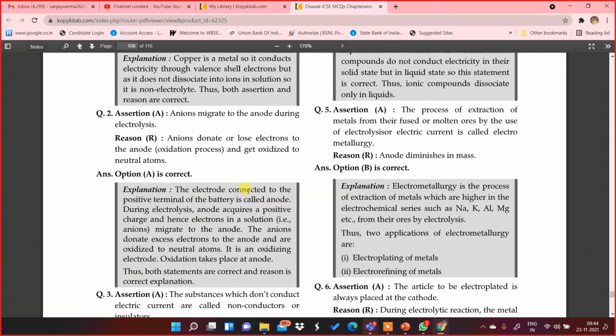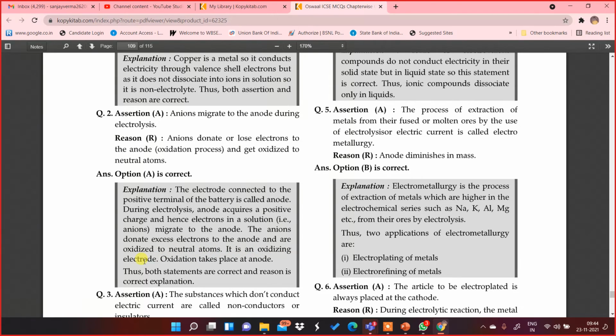The electrode connected to the positive terminal of the battery is called anode. Very true. During electrolysis, anode acquires a positive charge, and hence anions in a solution migrate to the anode. The anions donate excess electrons to the anode and are oxidized to neutral atoms. Very correct. It is an oxidizing electrode.